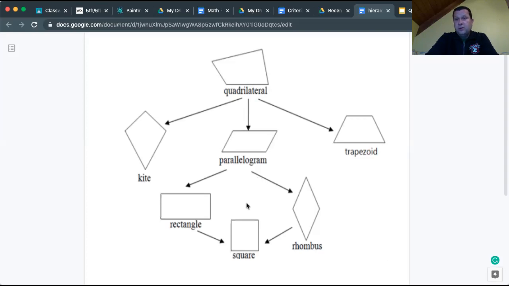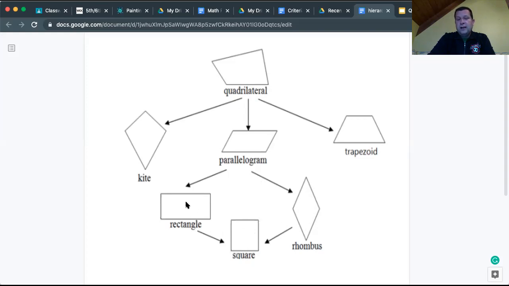And now we go to our super special square. Okay, so now what makes a square a square? It's got two sets of parallel sides. It has four equal sides, and it has four right angles. Okay, so now if we look at a rhombus, it has four equal sides and two sets of parallel sides. Does a square have that? Yes. So a square is also a rhombus.